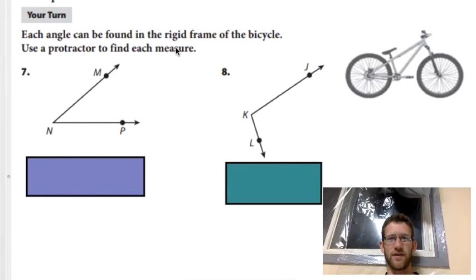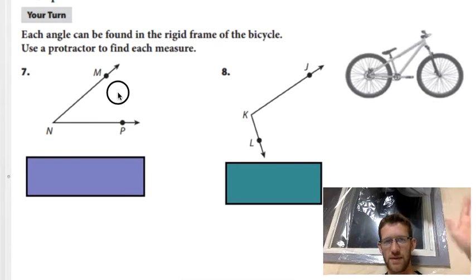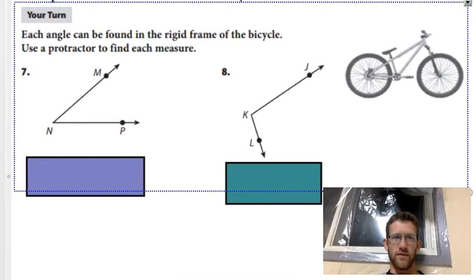Each angle will be found on the rigid frame of the bicycle. Use a protractor. So you slap a protractor down. Of note here, you've got to be a little bit careful. Some folks have trouble with protractors.